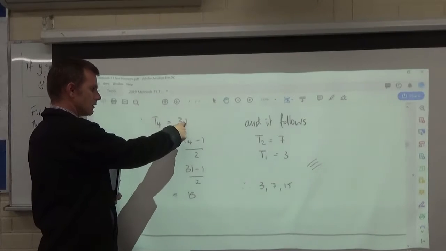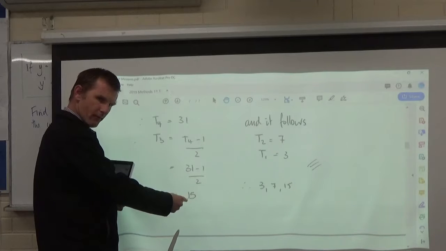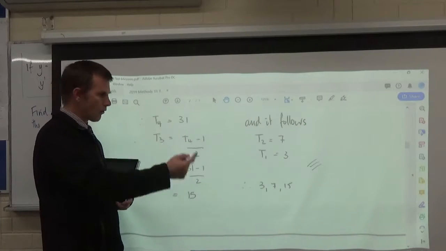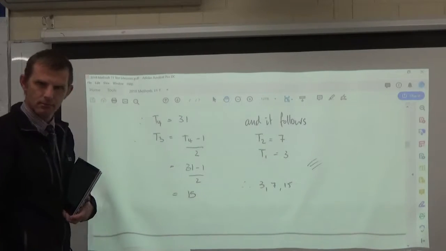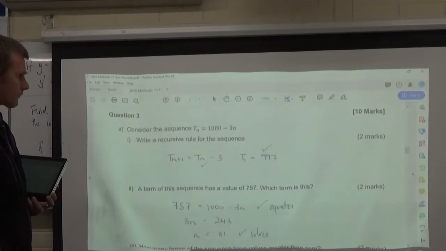And then all I've got to do is use that, minus 1 off here, divide by 2, 15. Minus 1 off that, divide by 2, 7. Minus 1 off that, divide by 2, 3. There are my numbers. Easy, easy. Question number 3.